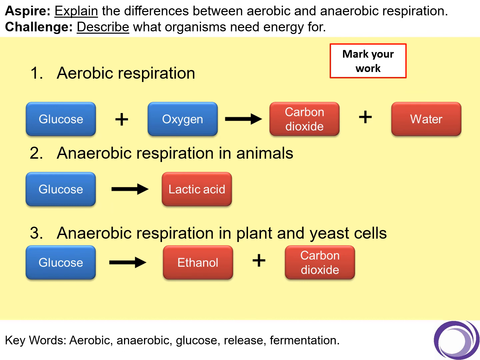So guys, the three equations that you should have written down: for aerobic respiration, glucose plus oxygen gives carbon dioxide plus water plus energy. And the balanced symbol equation for this reaction is C6H12O6 plus 6O2 gives 6CO2 plus 6H2O. The equation for anaerobic respiration in animals is glucose breaks down into lactic acid and a small amount of energy is produced. And for anaerobic respiration in plant and yeast cells, the glucose breaks down into ethanol and carbon dioxide.